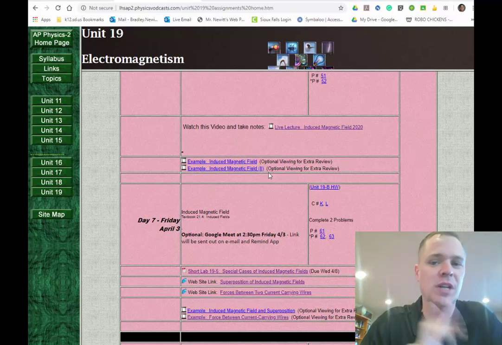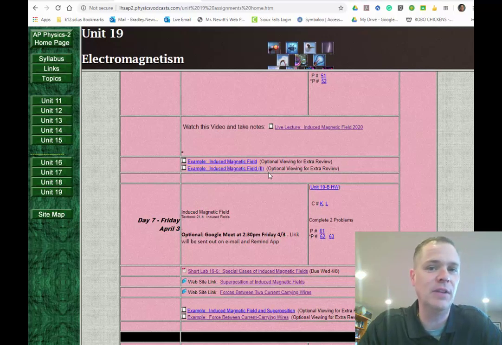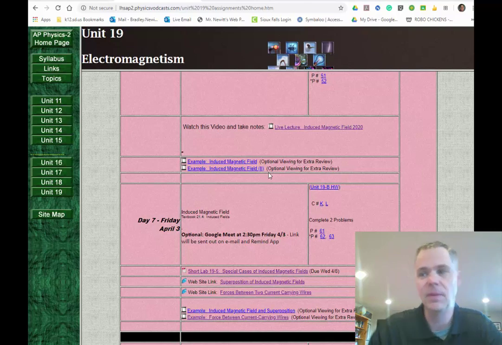So remember, right-hand rule number 2 tells us nothing about forces. It just tells us the direction of the magnetic field based on the current going through the wire, okay? If I need to know something about forces at all, then I need to go back and look at right-hand rule number 1 for that.